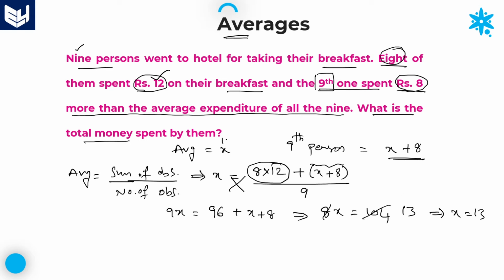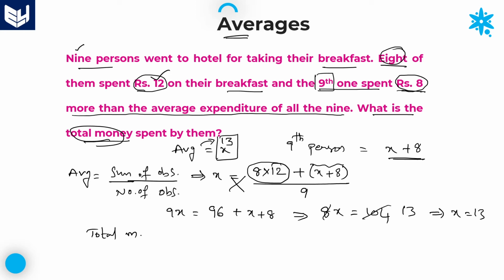X is nothing but the average expenditure of all the 9 members. Now, what the question is asking is: what is the total money spent by them?